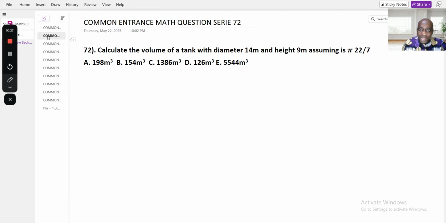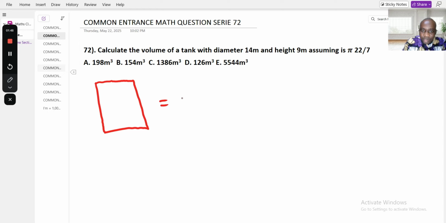Calculate the volume of a tank with diameter of 14 meter, height of 9 meter, assuming pi is 22/7. Like I said earlier on in the first question, we have two types of tank. We have a rectangular tank and we have a cylinder tank. Their formula is different. Wherever you see pi, pi is for the cylinder formula. From the cylinder one, let me draw it. Don't mind my drawing. I don't know how to draw very well.